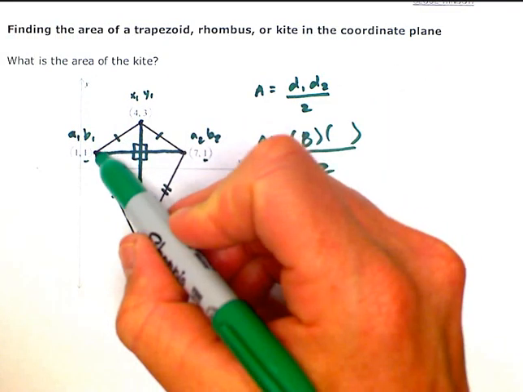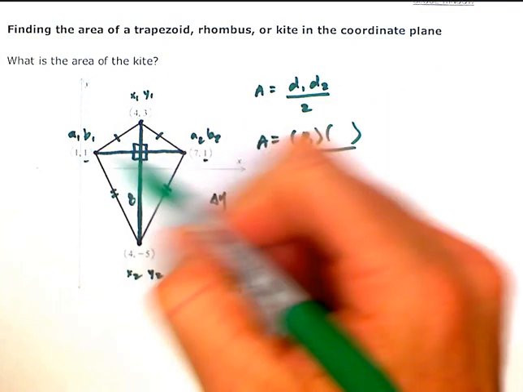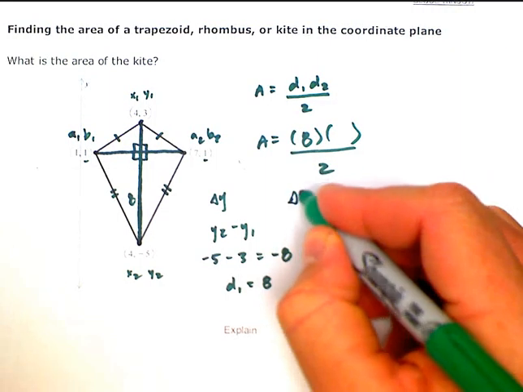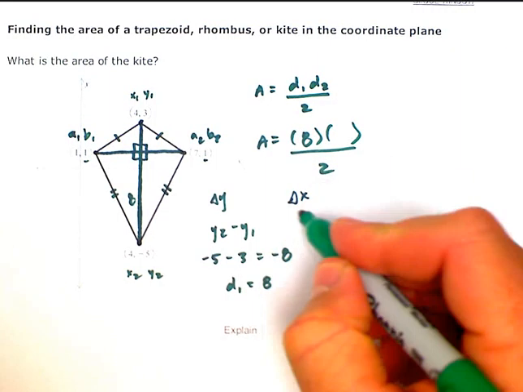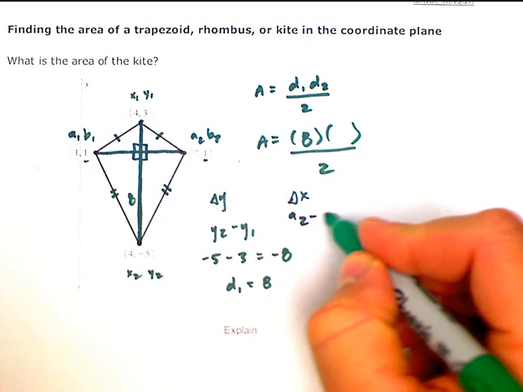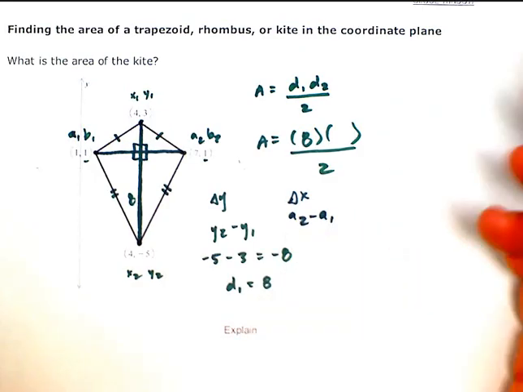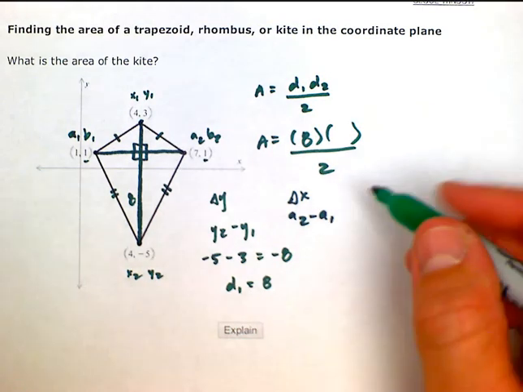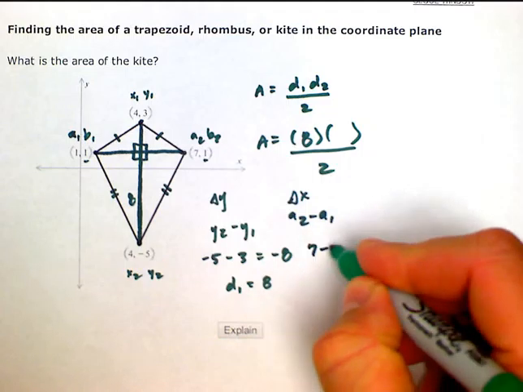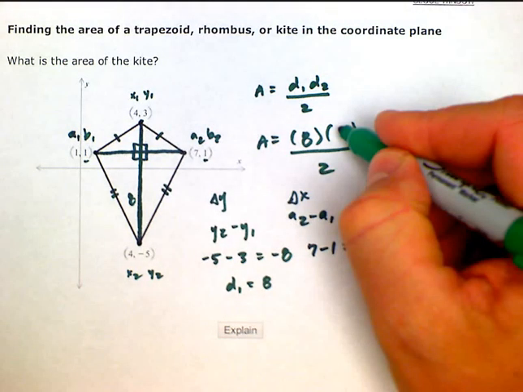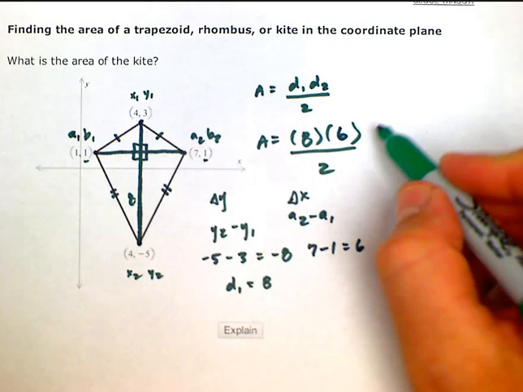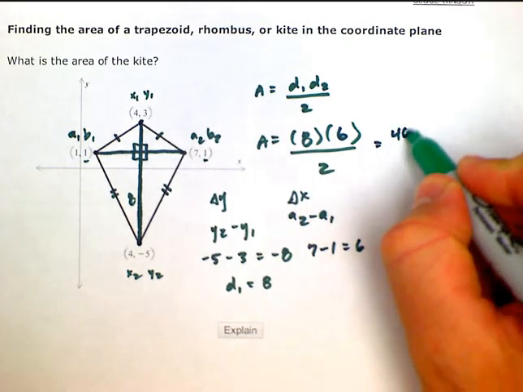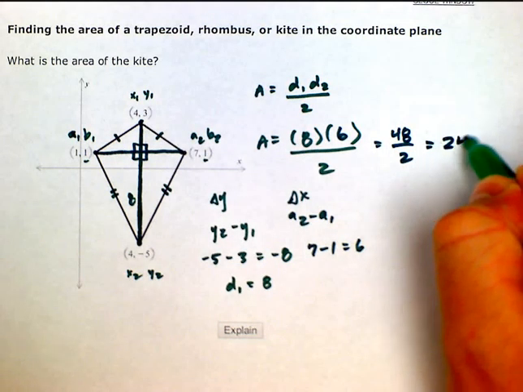When we're moving diagonally from 1 to 7, we're looking for the change in x. It's going to be A2 minus A1, or it could be x2 minus x1, however you want to label it. So that would be 7 minus 1, which is equal to 6. Plug it in here. 8 times 6 is equal to 48. Divided by 2 is equal to 24, which is your area.